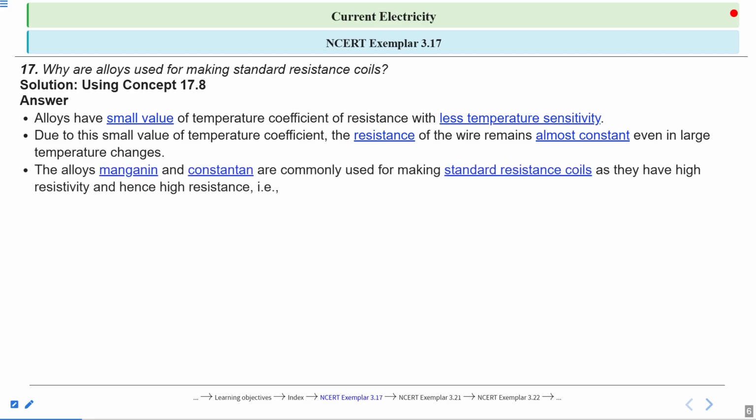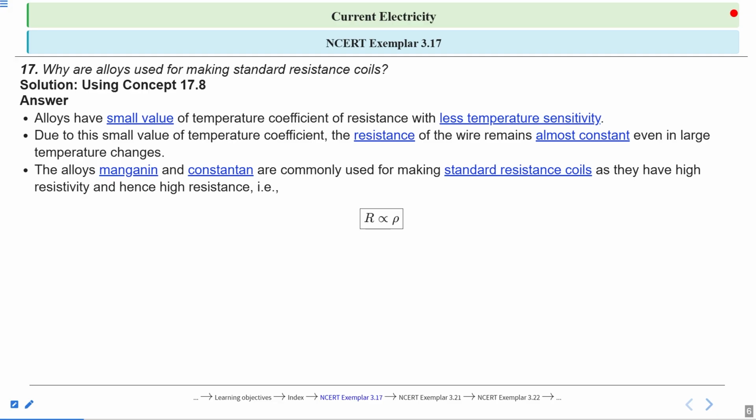Alloys like manganin and constantan are commonly used for making standard resistance coils, as they have high resistivity and high resistance. So the alloys manganin and constantan have high resistivity and high resistance, due to which they are used for standard resistance coils. Also, the temperature coefficient of resistance alpha is very small for these two alloys.